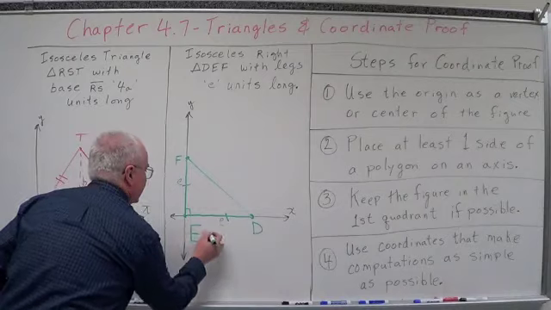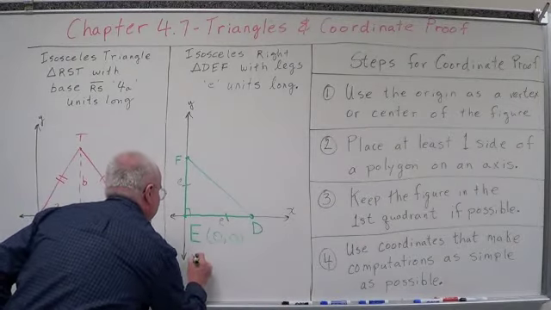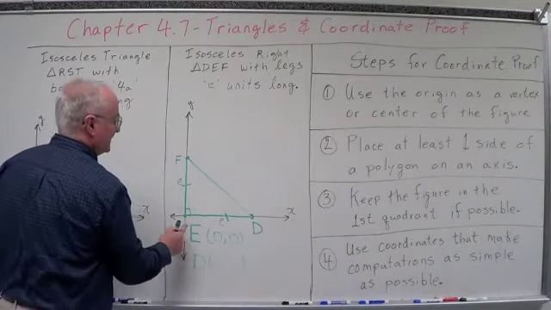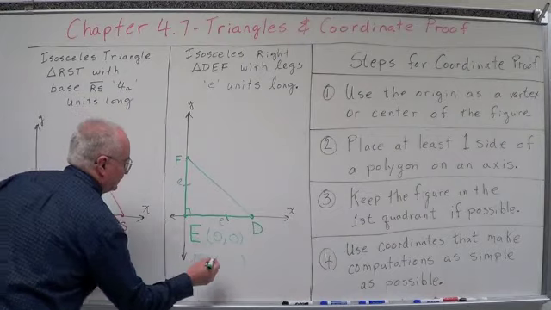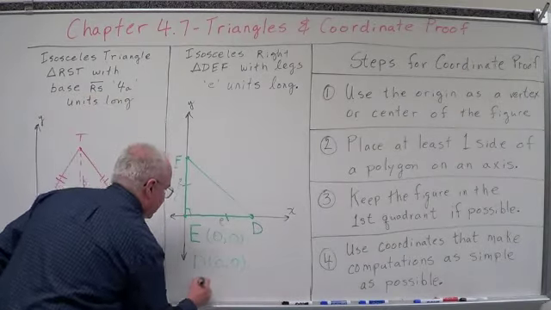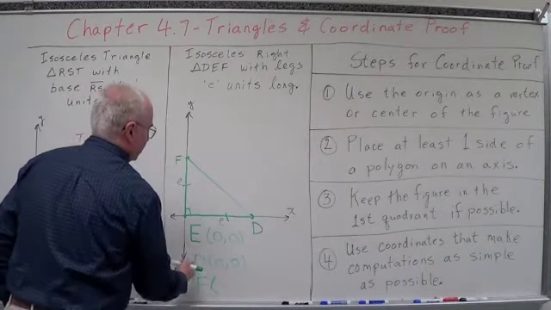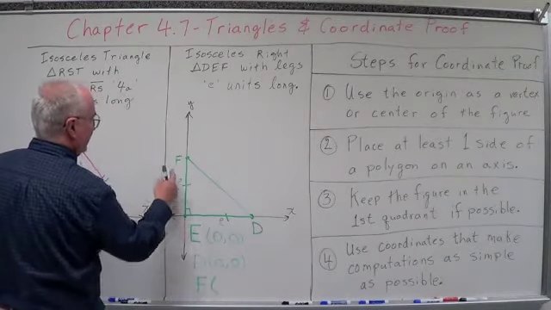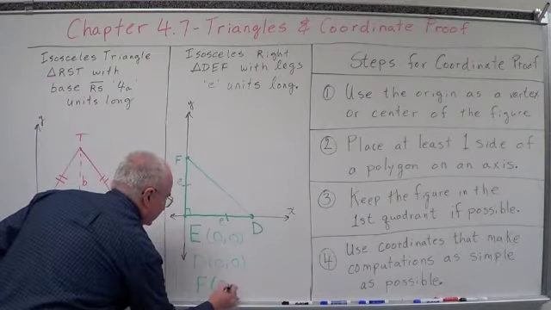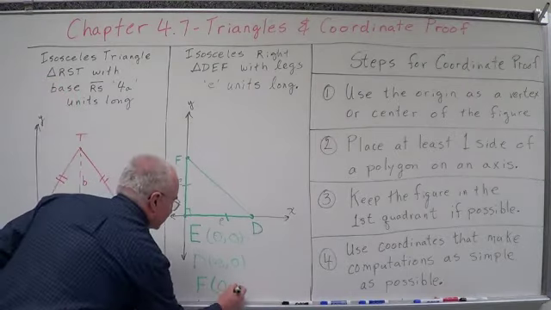Okay, so what are the coordinates of E? Well, that's easy. That's 0, 0. How about D? Well, how far is D from E? E and vertical, it's a 0. How about F? How far from E along the x-axis is F? Well, it's not. How far from E is F along the y-axis?